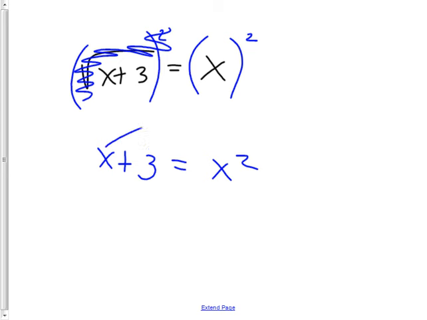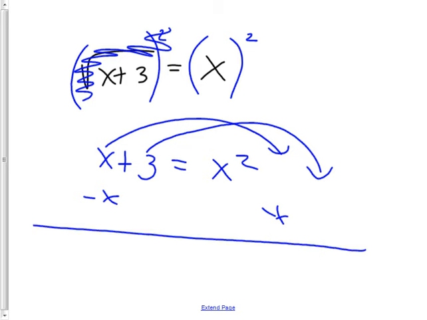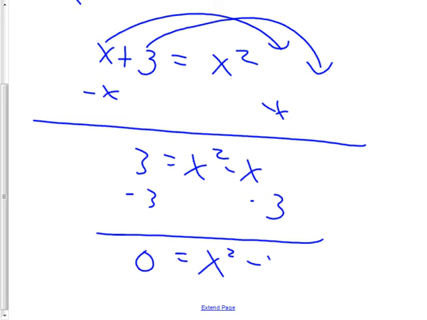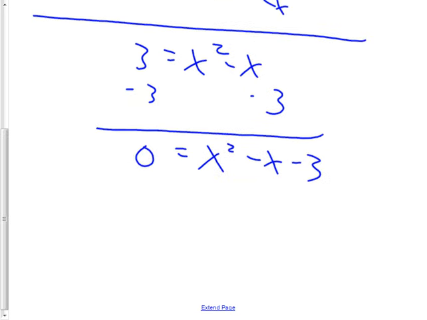Notice I'm going to move this junk over to the other side, even though there's two things to move, because otherwise my x squared would turn negative, and I don't want that. So I'm subtracting x from both sides, and now I have 3 equals x squared minus x. Now I'm going to subtract 3 from both sides, and that got everything off that side and over to the other side. And there we go. Now, if that factors, cool. I get two answers really quick and easy. If it doesn't factor, quadratic formula.